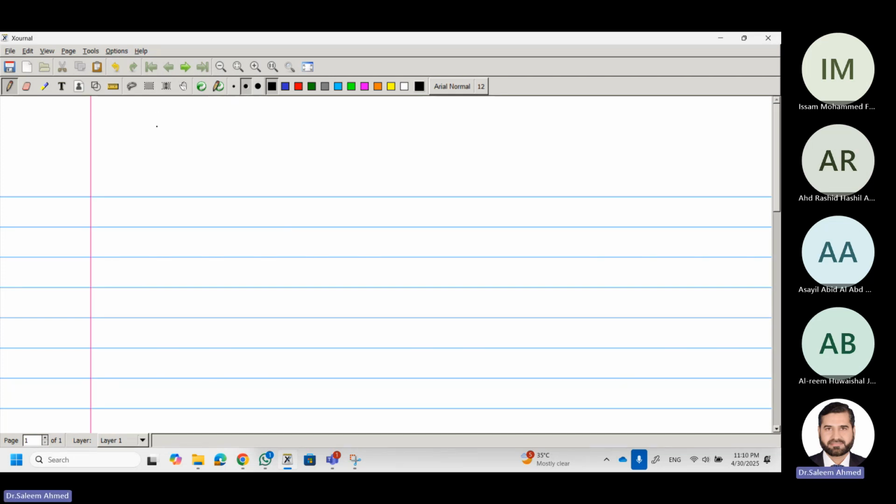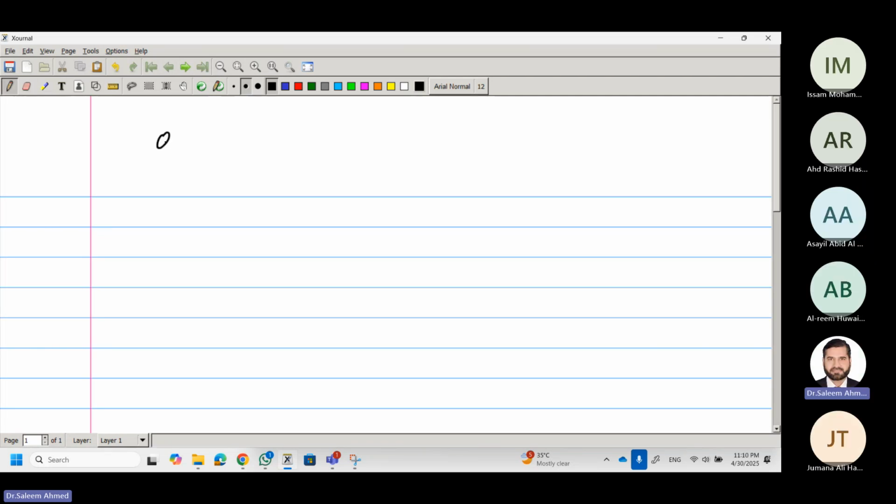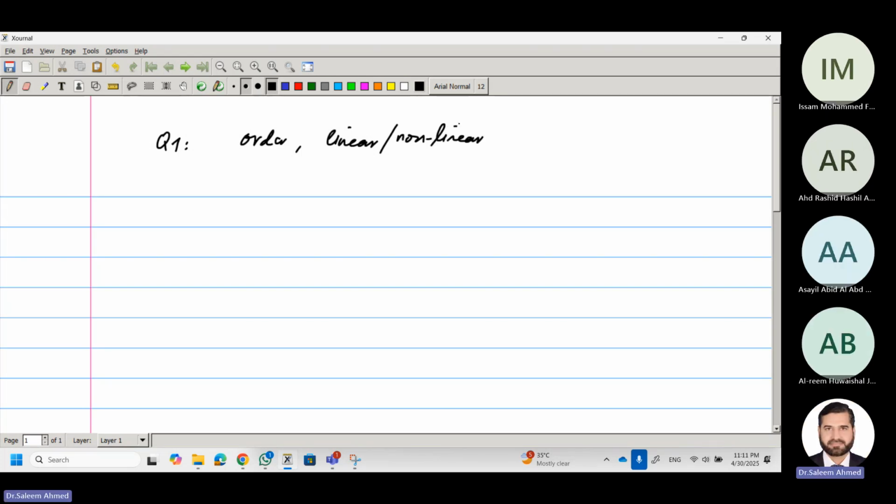Urdu, Hindi, Farsi, English? So as I told you, there is one question on order, linear, non-linear, etc. These are things which we had in the beginning of the course. The order is the order of the highest derivative. For example, if there is y double prime, then the order is 2, right? If you have y triple prime, the order is 3. This third derivative tells you that the order of the equation is 3.